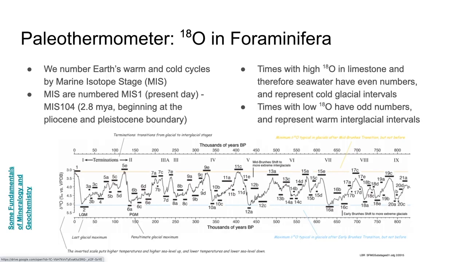Times with high oxygen-18 concentration in limestone, and therefore higher concentrations in seawater, have even numbers and represent cold glacial intervals. And times with low oxygen-18 in limestone and seawater have odd numbers and represent the warm interglacial periods. So you can actually go through and count the warm and cold values. We are currently living in a warm interglacial period.